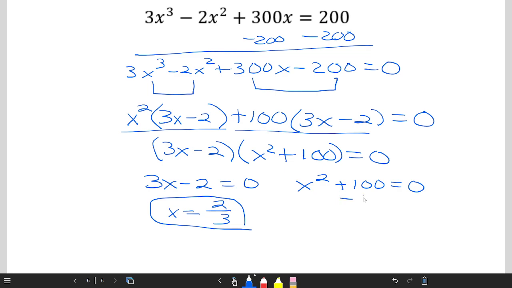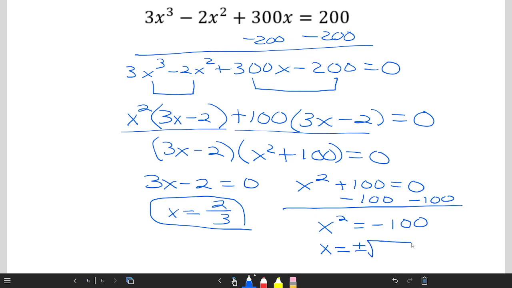Be careful with the second one. To get x squared by itself, we need to subtract 100. So we end up with x squared equals negative 100. That means we have non-real solutions from this part, because you can't square a real number and get something negative. We are still going to get 2 solutions though. Anytime you have x squared equals a number, you're going to get 2 solutions unless it's x squared equals 0. Then you just get 0. But don't forget that plus or minus there so that you remember there are 2 solutions.